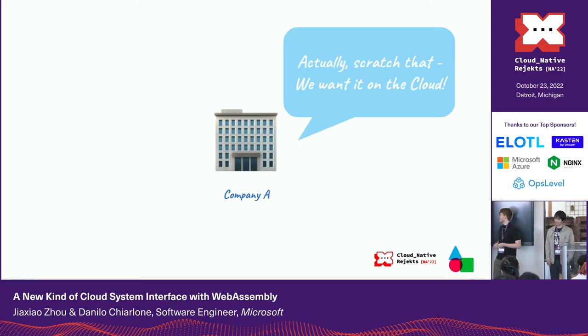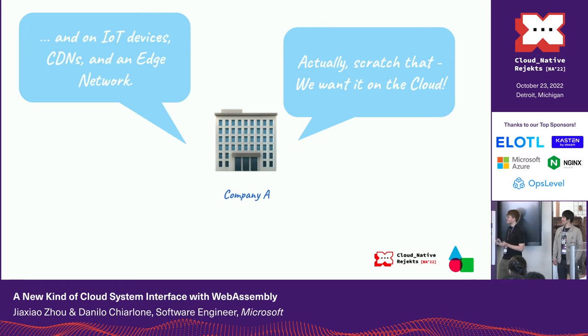They're so renowned. And Person A doesn't mind. I mean, we have containers. We have Kubernetes. We'll just move on-premises to cloud. Not a big deal. We'll figure it out. Until they hear the rest of the sentence, which is, and on IoT devices. And CDNs and edge networks. So now we have a problem because it could be that it's too heavyweight, or maybe we'll run into issues with it not being platform agnostic.